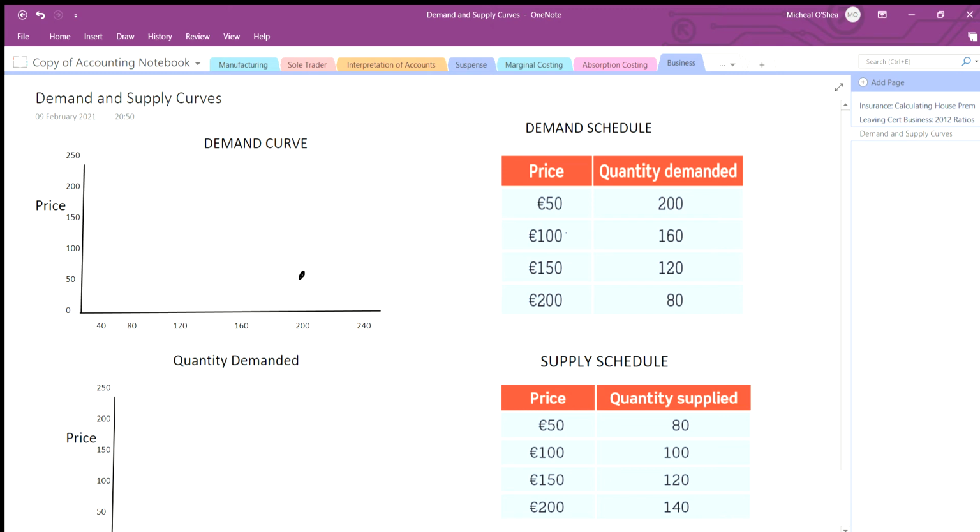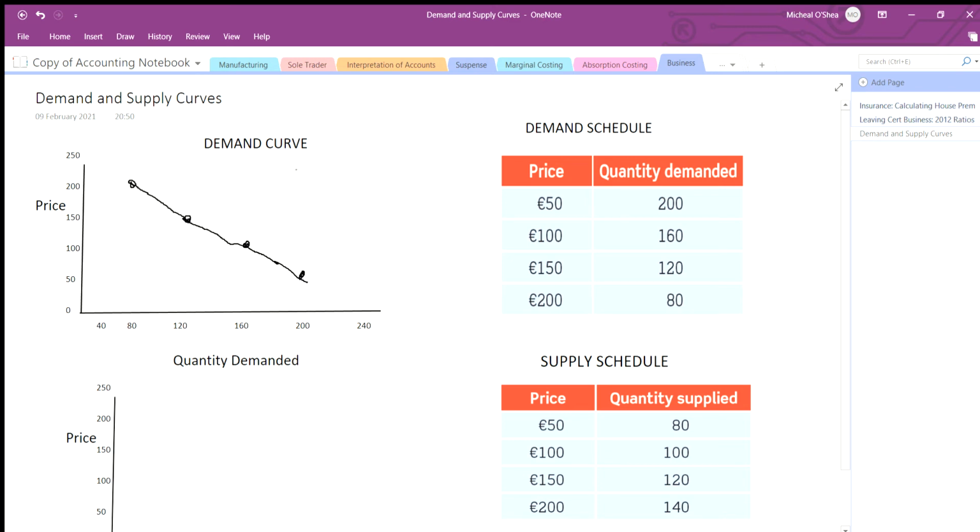Very simply, the other three points are the exact same. When the price is 100, the quantity demanded is 160. I go across from 100 on the y-axis to 160 here, and again I draw my point. Price is 150, demand is 120. Again, exact same thing here. Price is 200, quantity demanded is 80. I'm not an art teacher, I'm a business and accounting teacher, so this line will probably look terrible. There we go. This is supposed to be my line.